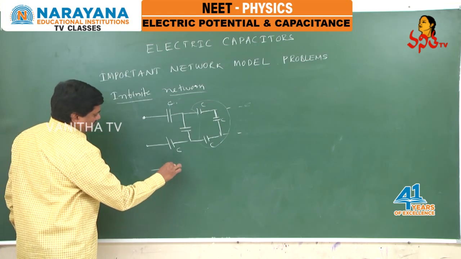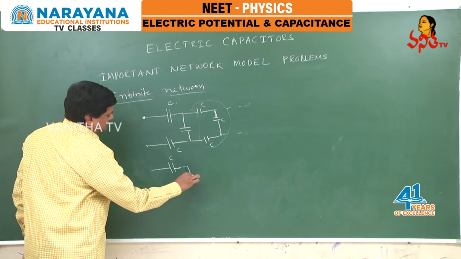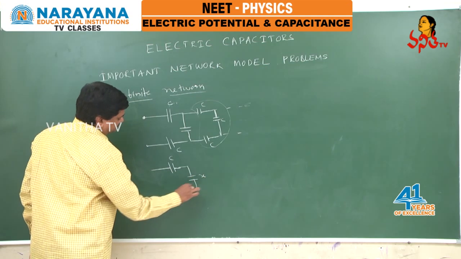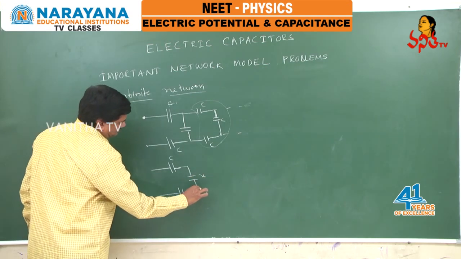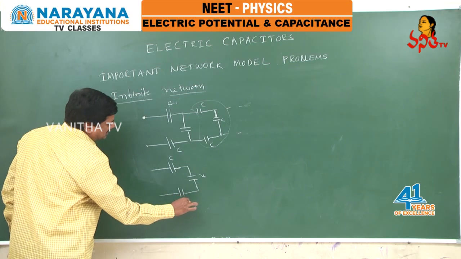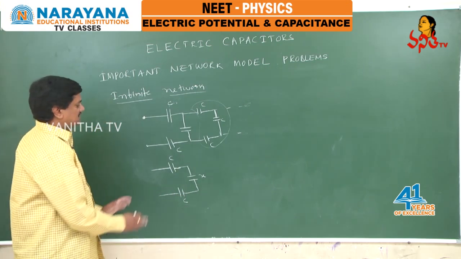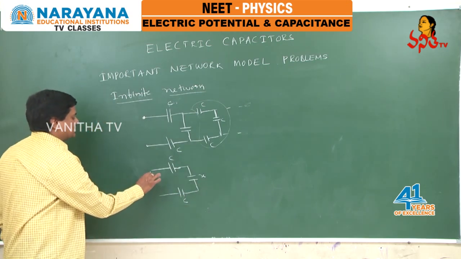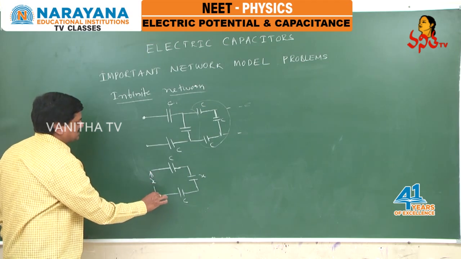Let the capacitance of that repeating part be X. I'll write it as X. This is C, X, and what is this? It is also C. The same part is repeating, so the effective resultant capacitance also becomes X.